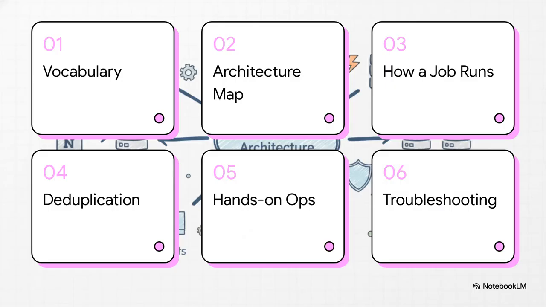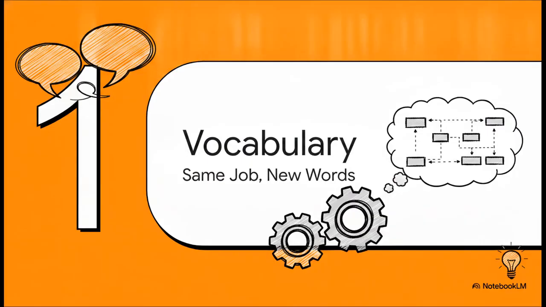Here's our roadmap for the next 15 minutes or so. We'll start with same job, different vocabulary, then look at the architecture map, trace how a job runs, dig into deduplication and types, get into some hands-on ops, and finally wrap up with troubleshooting and retention. Okay, Section 1. Same job, different vocabulary.